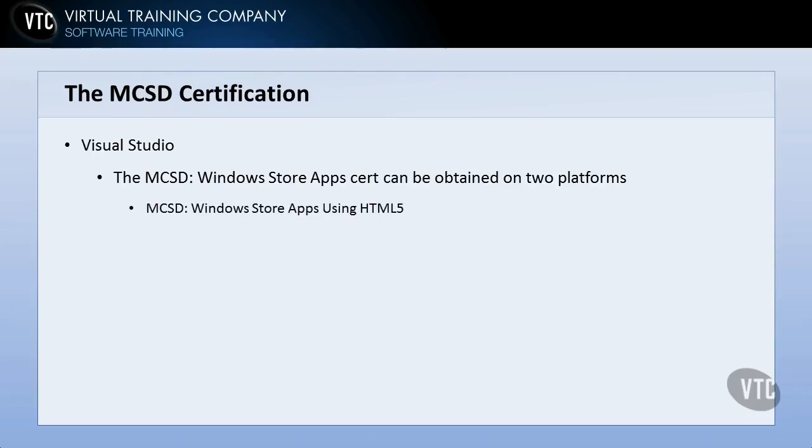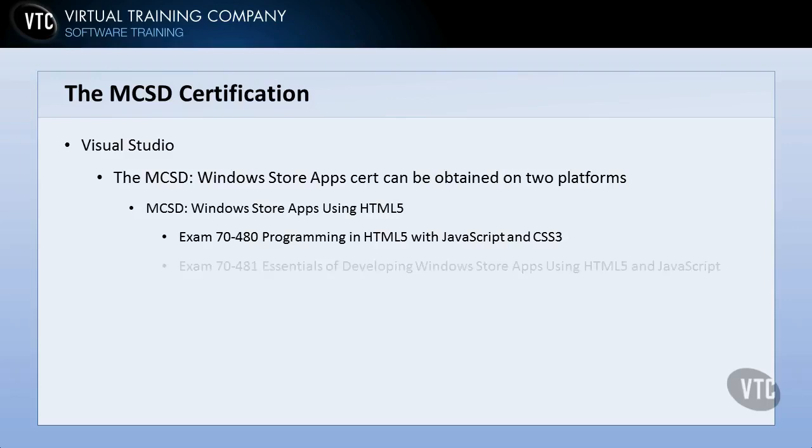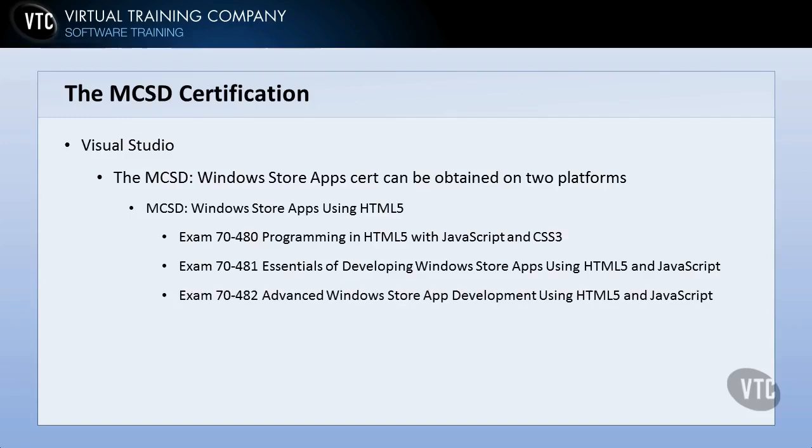One is an MCSD Windows Store Apps using HTML5, and these are the exams you're going to take. Exam 70-480, Programming in HTML5 with JavaScript and CSS3. Then you'll also have to successfully navigate 70-481, Essentials of Developing Windows Store Apps using HTML5 and JavaScript, and then 70-482, Advanced Windows Store App Development using HTML5 and JavaScript.